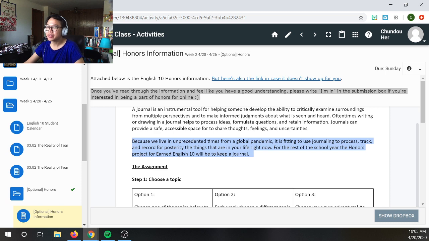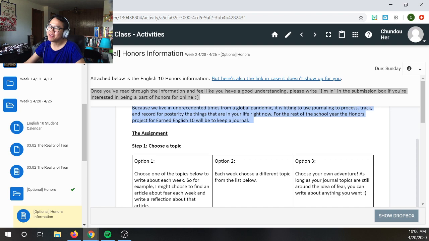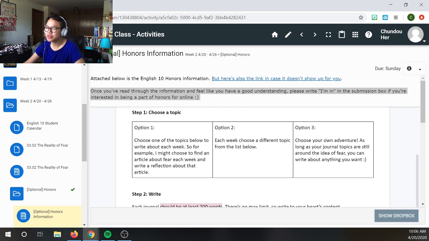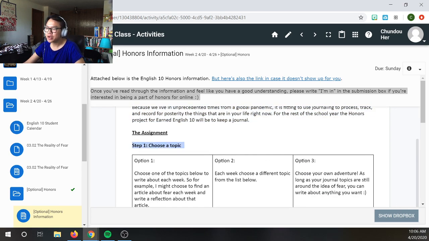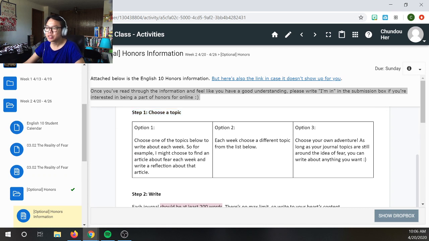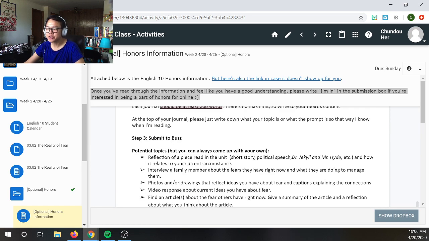For the rest of the school year, the honors project for English 10 will be to keep a journal. And right down here, I have broken that down into a couple steps for you to follow. So step number 1 is to choose a topic. So option number 1 when it comes to choosing a topic is to choose one of the topics below. I've got a big list of potential topics down here.